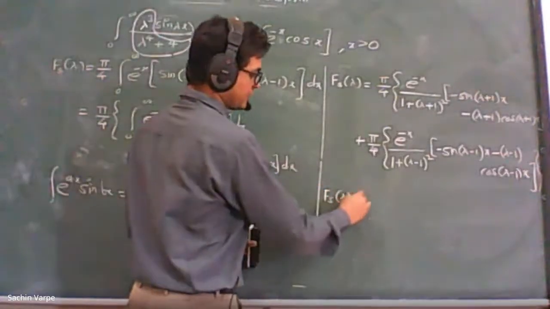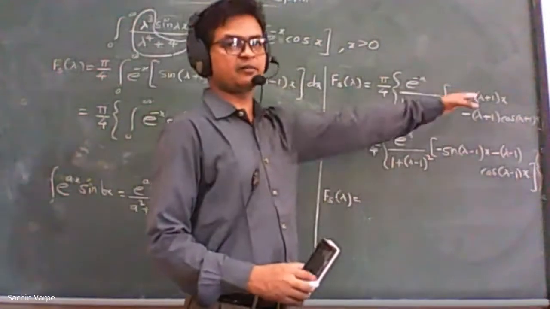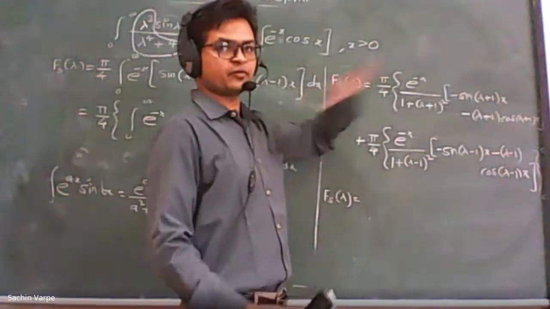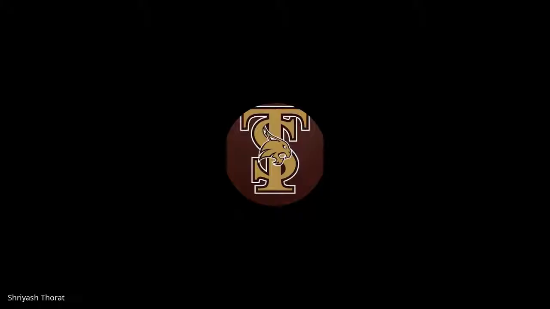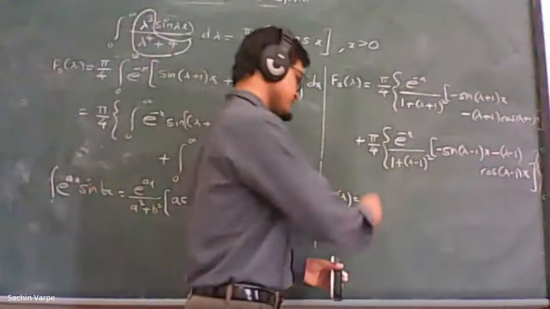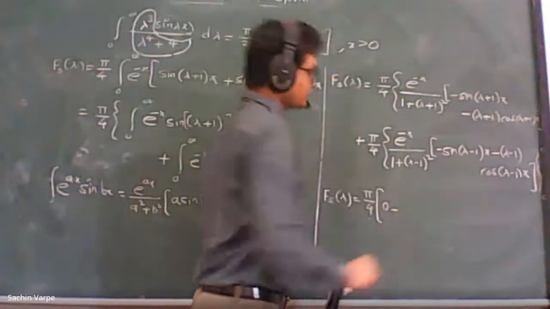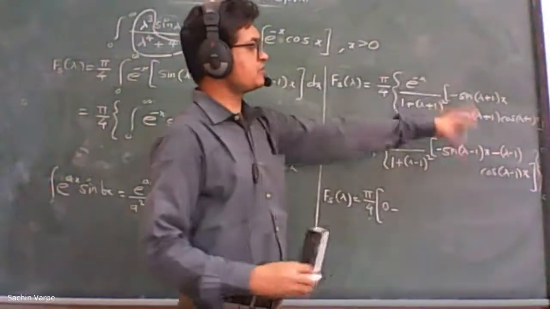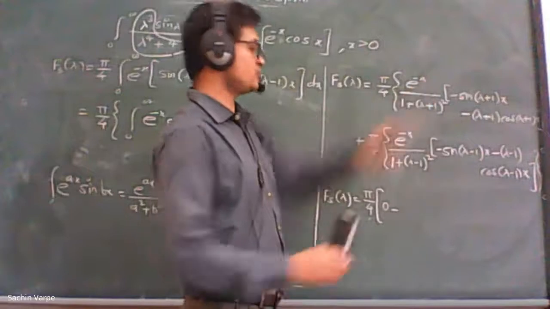Fs of lambda equals, what is this function's value at the upper limit, infinity? What will be the value of this at infinity? E to the power minus infinity, that will be 0. Isn't it? So pi by 4 times 0, minus this function at the lower limit. Lower limit means 0, so e raised to 0 will be 1.